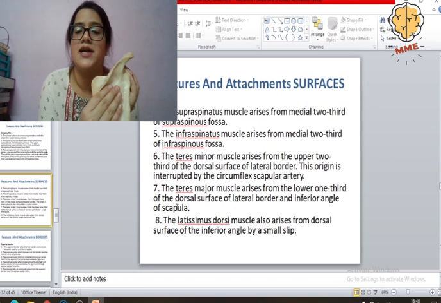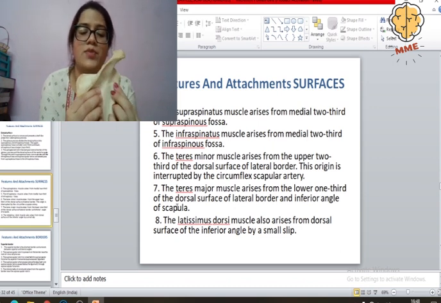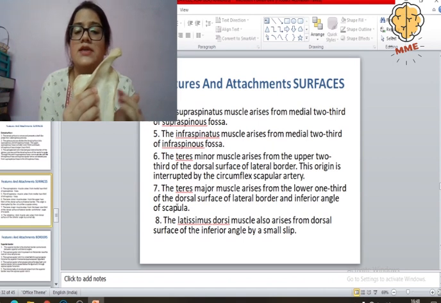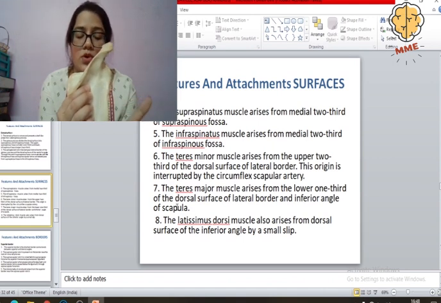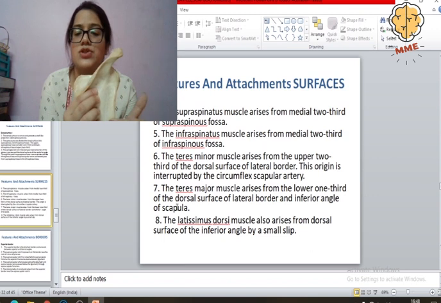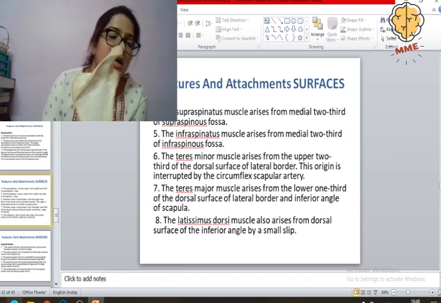Teres minor muscle arises from the upper 2/3 of the dorsal surface of the lateral border. This thickened lateral border, upper 2/3 is for teres minor, and lower 1/3 is for teres major. And over here, a small slip of latissimus dorsi is also present.